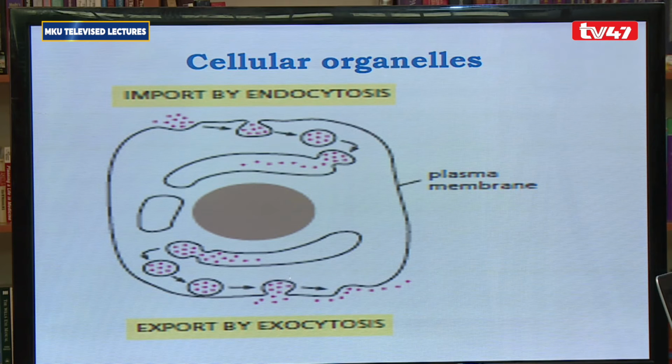Now, when we talked about vesicles in the diagram that I had shown earlier, we also indicated vacuoles. So I would like you to read more on vacuoles. We have what we call contractile vacuoles and food vacuoles, which more or less play this kind of role within certain types of cells.